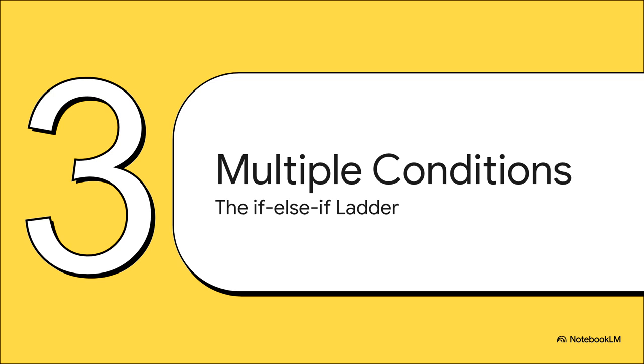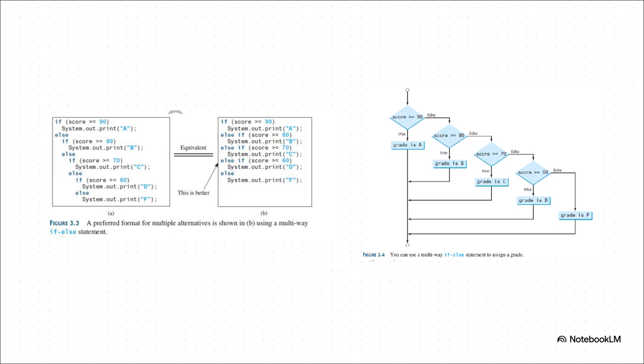Well, that's when we need to start building a ladder. This structure is just fantastic for handling a whole bunch of options that can't happen at the same time. Let's trace the logic on that flowchart. First, the code checks, is the score 90 or higher? If not, okay, let's move down to the next rung on the ladder. Is it 80 or higher? If not, it just keeps going down the ladder until it either finds a condition that's true or it gives up and hits the final else at the very bottom.